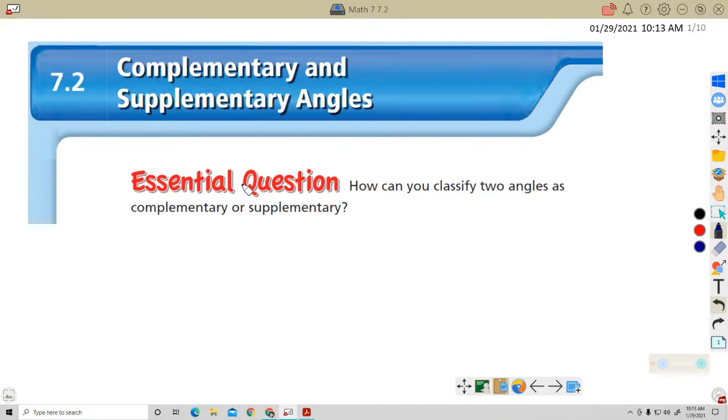Oh, we've got more vocabulary. Oh my gosh. So we ask the essential question: how can you classify two angles as complementary or supplementary? All right, this is actually a fairly straightforward lesson, so let's get started. Shall we?